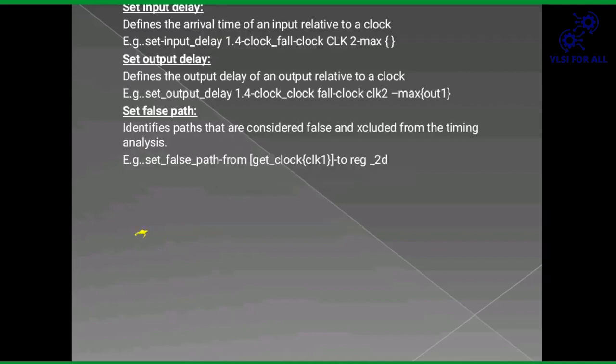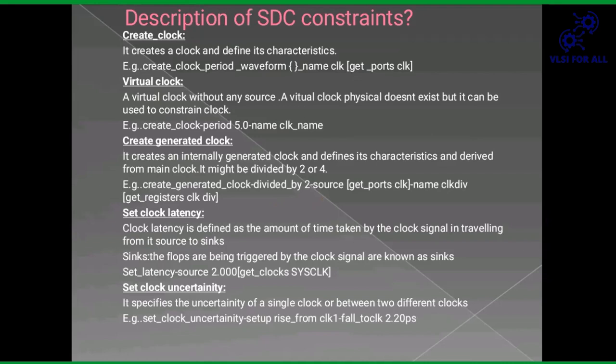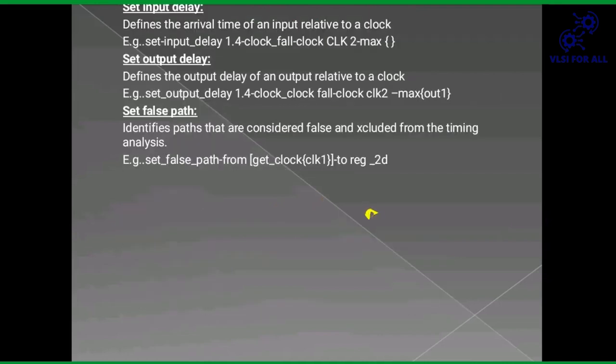Set false path identifies a path that is considered false and excluded from the timing analysis. That means some of the paths exist in the design topologically, but we will not be using them in real time. Those are said to be set false paths. In those cases, how do we use the command here? set_false_path from get clock. So we should mention which clock it is getting and from which reg it is getting.